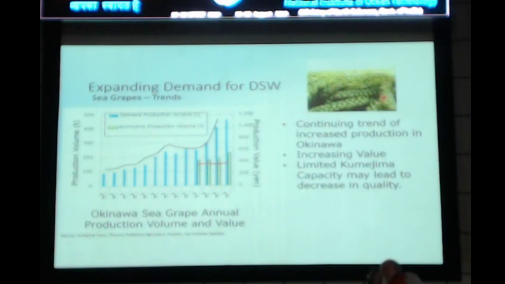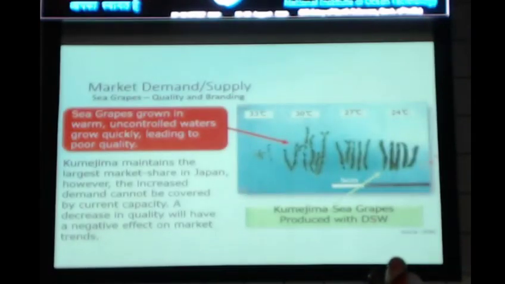And next is the sea grape. Sea grape is the number one product in Japan. Sea grape is for the summer, so warm water is needed, but too much hot water makes the quality poor. So we have to control the temperature at 24. Kumejima can control the temperature, so this market has grown. This is a sea grape. 24 is high quality. 30 is poor. If it grows too much, the taste is poor.